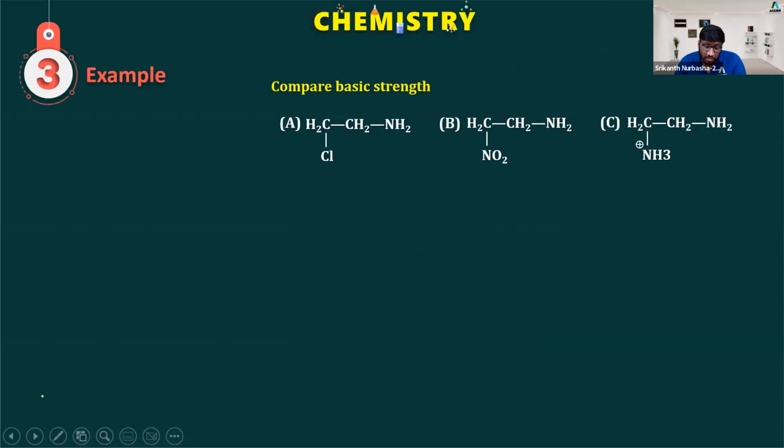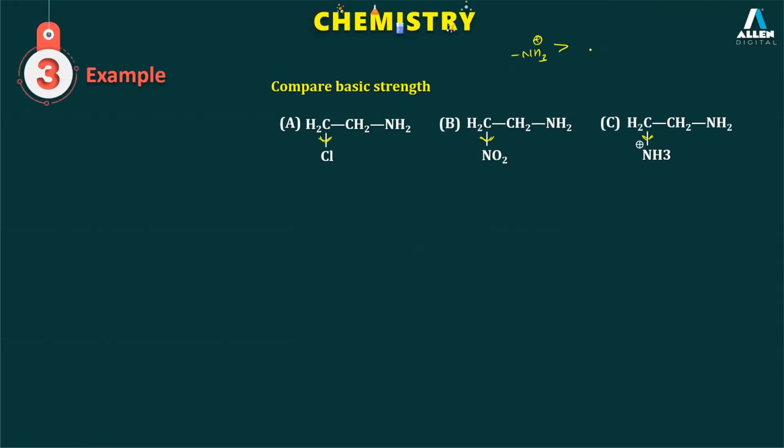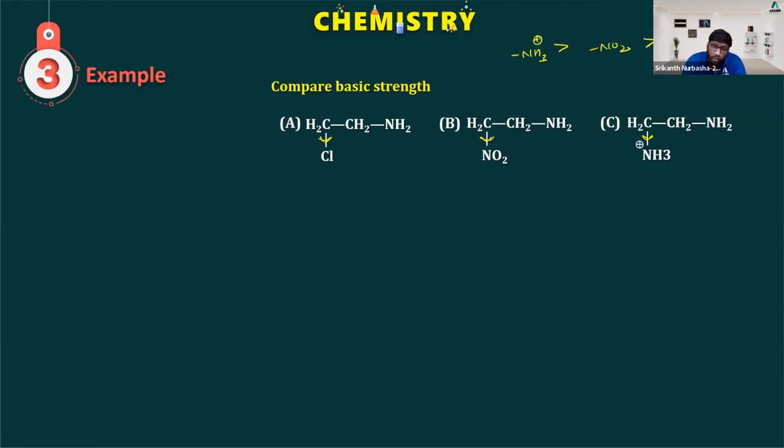Compare basic strength in these species: Cl-CH2CH2NH2, NO2-CH2CH2NH2, and NH3+-CH2CH2NH2. NH3+ is an electron withdrawing group, NO2 is also an electron withdrawing group, and chlorine is also an electron withdrawing group. But what is the order? Which is a stronger electron withdrawing group? NH3+ is the strongest, then NO2, then Cl.